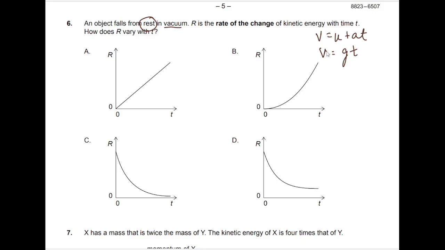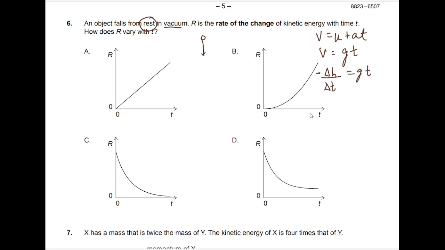Now, what is velocity? Velocity is change of displacement over time. In this case, an object is falling from a certain height. So, that height becomes the distance. So, change of distance over time. I'll write it as negative, the reason being it's falling down, is equal to gt.